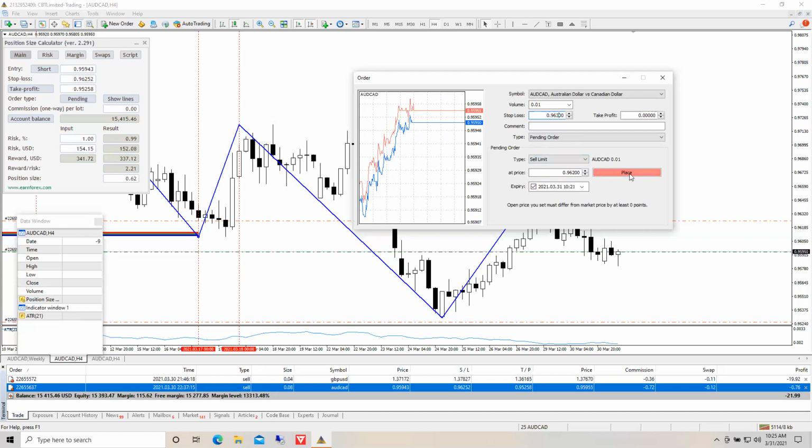However, if I hit place now, it would place the order, but I don't want to do that. I'm sure you can figure out the rest from there. Okay, so that is the most long-winded way of placing an order. I don't recommend you use that.